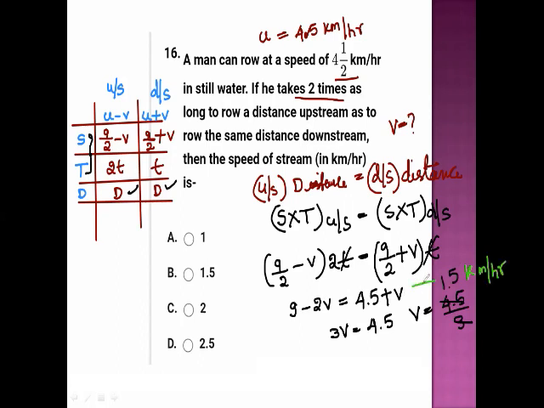So this is the answer, that is 1.5 kilometer per hour. So B is the correct answer for this question.